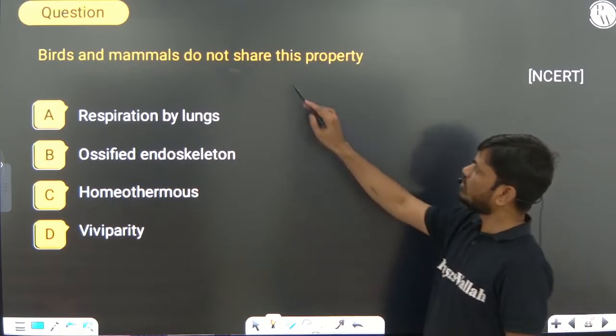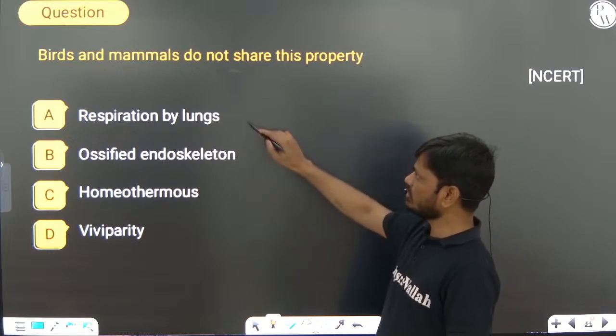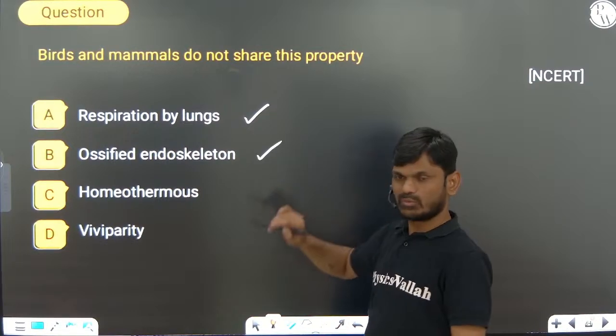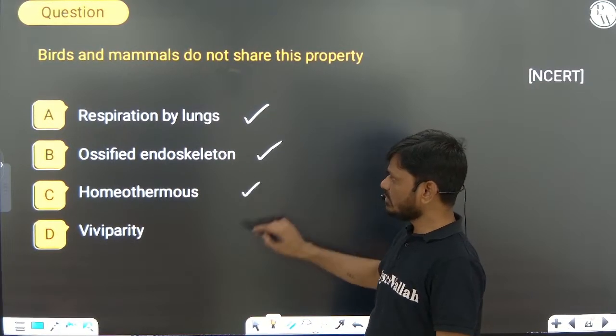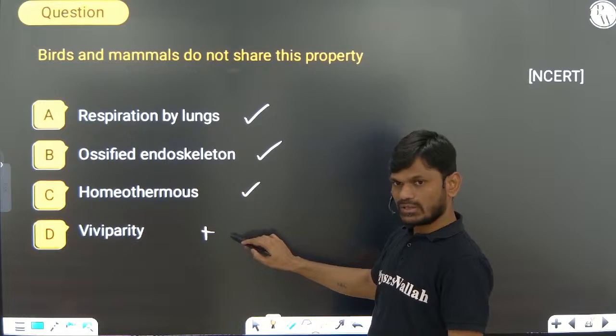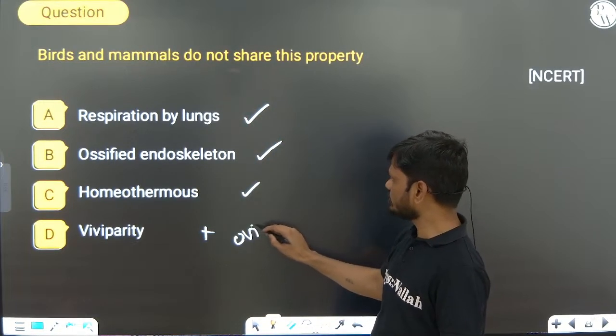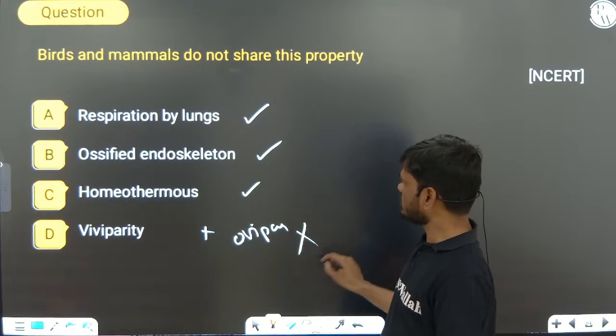Birds and mammals do not share this property. I told you, respiratory lungs are in both mammals and birds. Endoskeleton bone, right? Homeothermous, right? Right, this one is wrong, because mammals are viviparous, but birds are oviparous. Birds are oviparous. This is the wrong one.